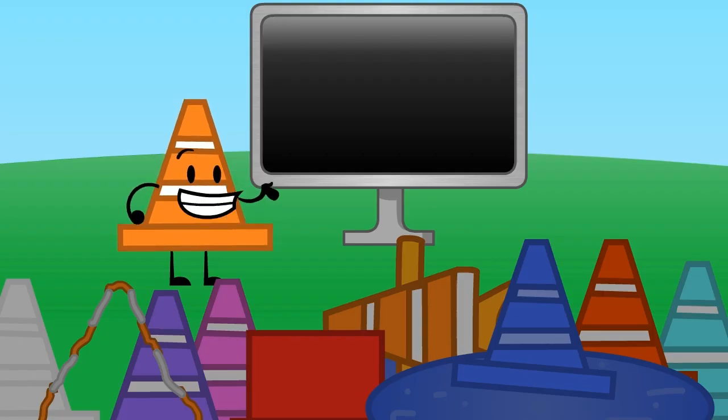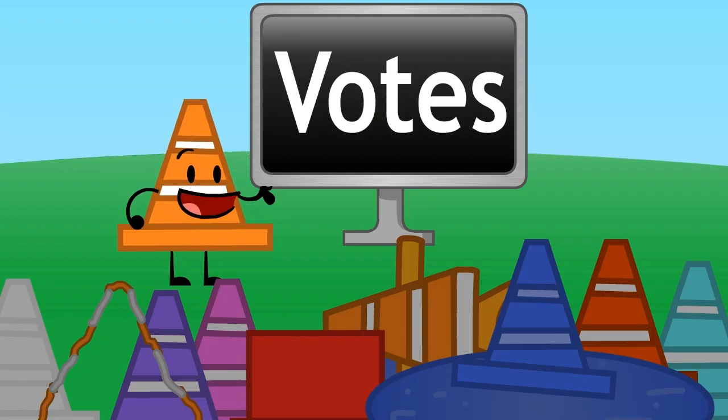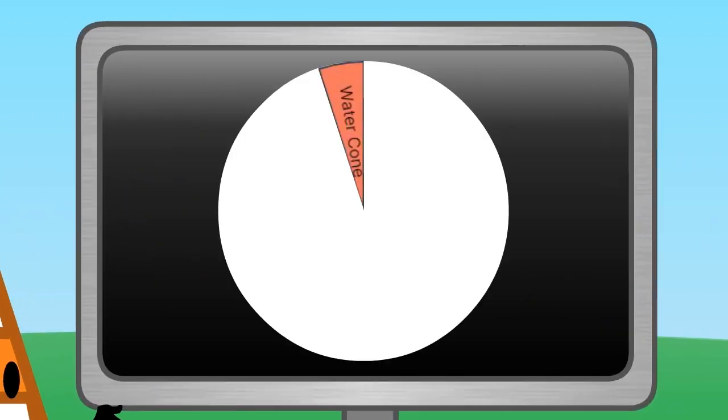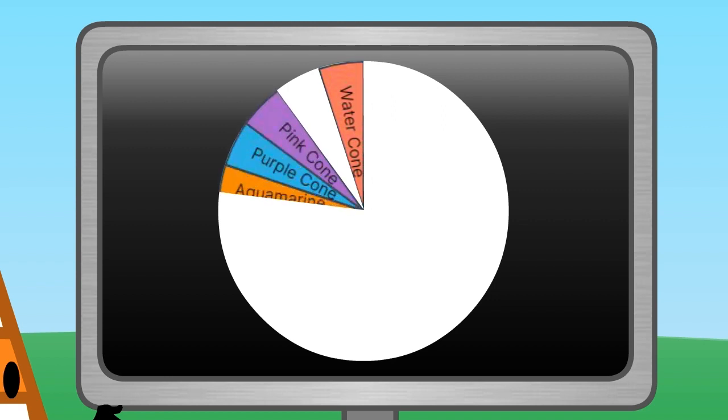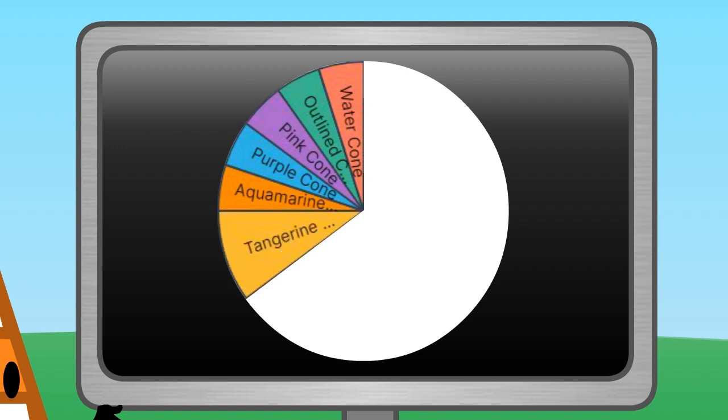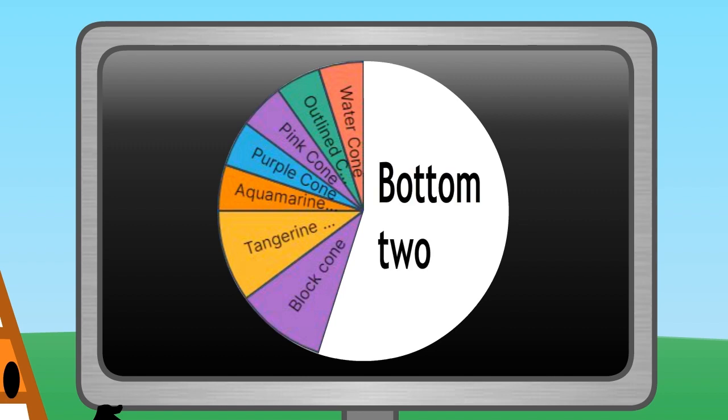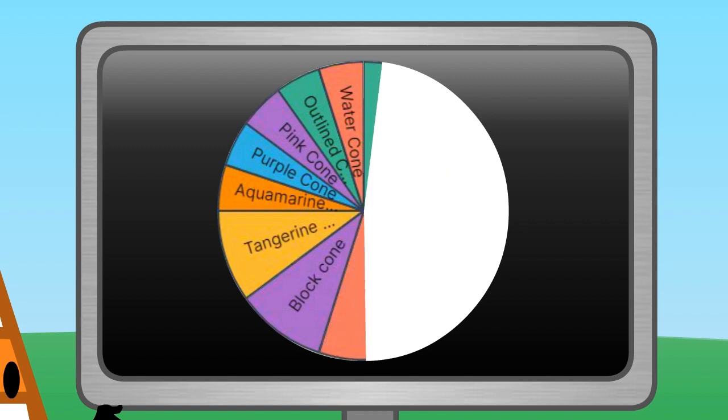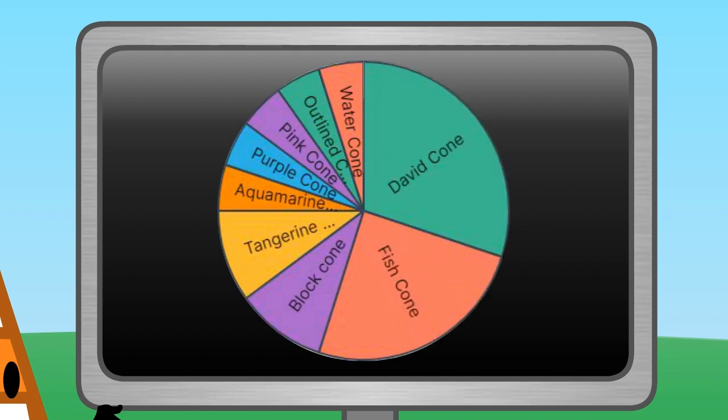Anyways, we received a total of 20 votes. More than last time. Water Cone is safe with one vote. Also safe with one vote is Pink Cone, Purple Cone, Aquamarine Cone, and Outline Cone. Also safe is Tangerine Cone with two votes. So is Block Cone. Fish Cone and David Cone are in the bottom two. And the last one safe, Fish Cone with 5 votes. David Cone is eliminated with 6 votes.